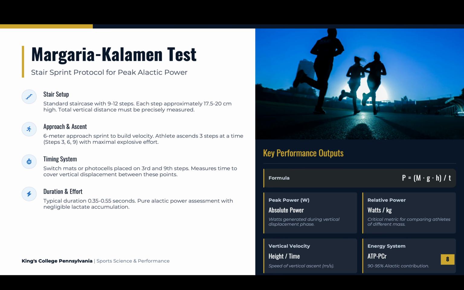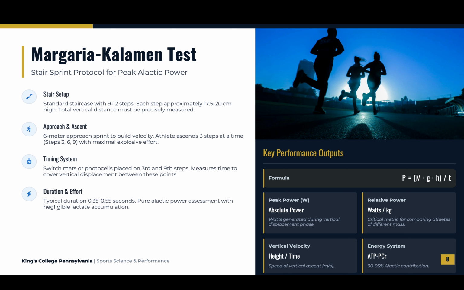The Margaria-Kalman test is a stair sprint protocol for peak lactic power. How you set up the test: you go to a standard staircase with 9 to 12 steps. Each step is approximately 17.5 to 20 centimeters high. Total vertical distance must be precisely measured.